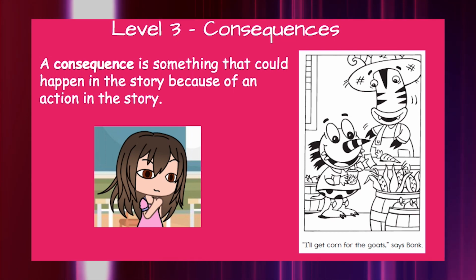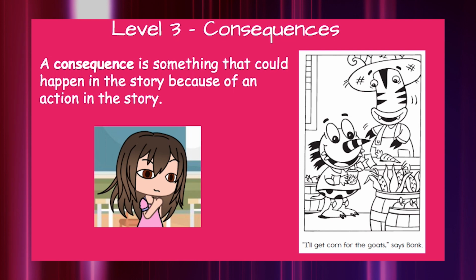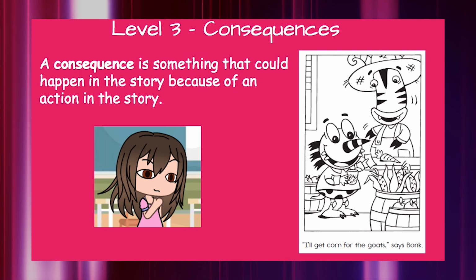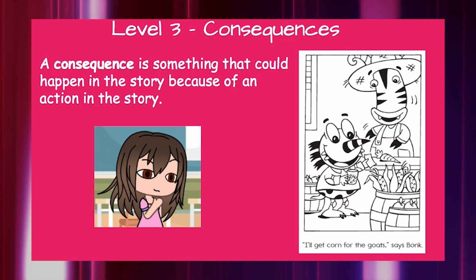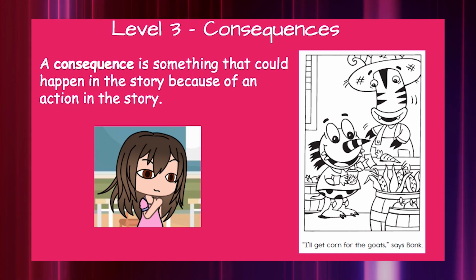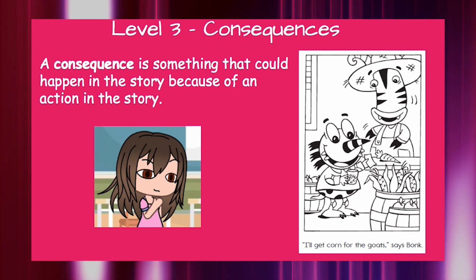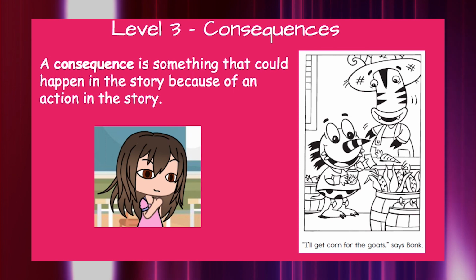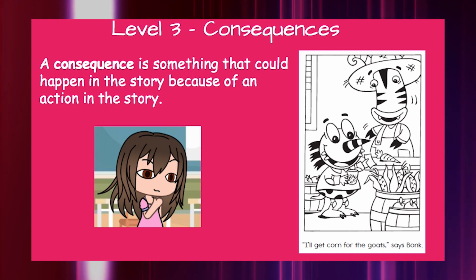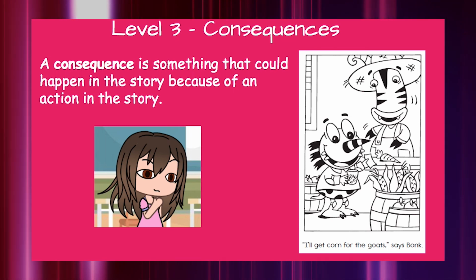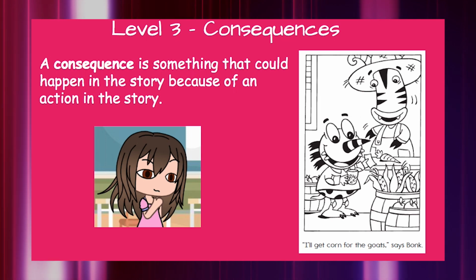"I'll get corn for the goats," says Bonk. On this page, the author is giving us a clue about what might happen in the rest of the story. What is the clue? Did you say Bonk is buying corn for the goat? The author is letting us know that Bonk, corn, and the goat are important parts of this story.